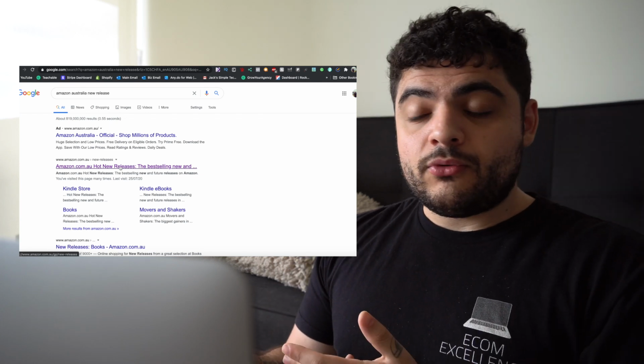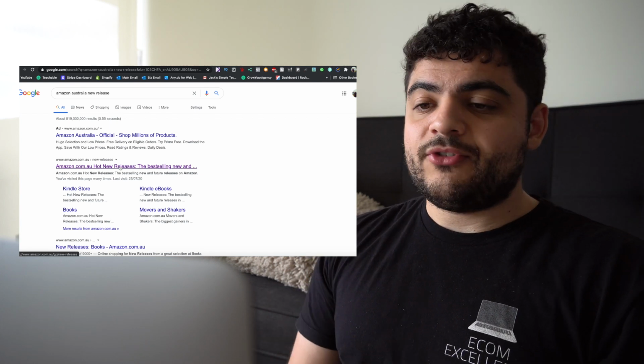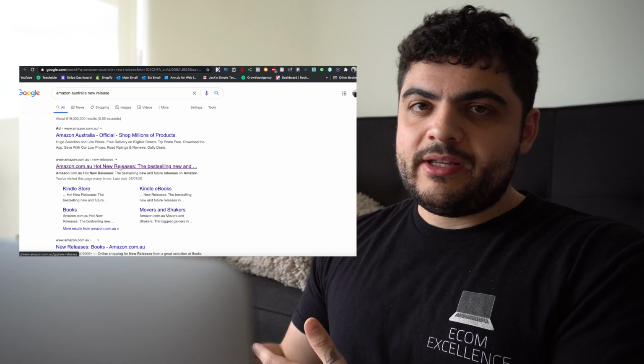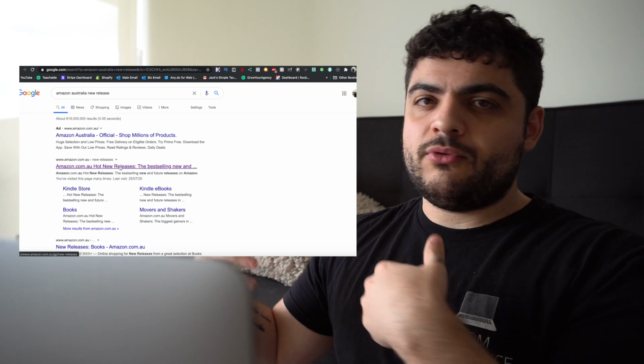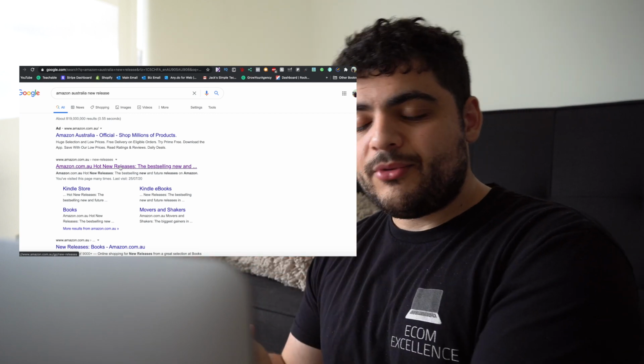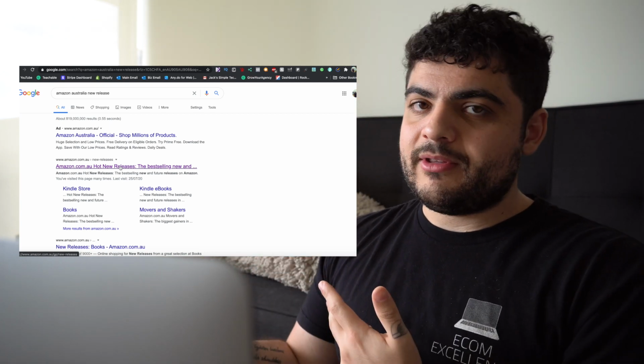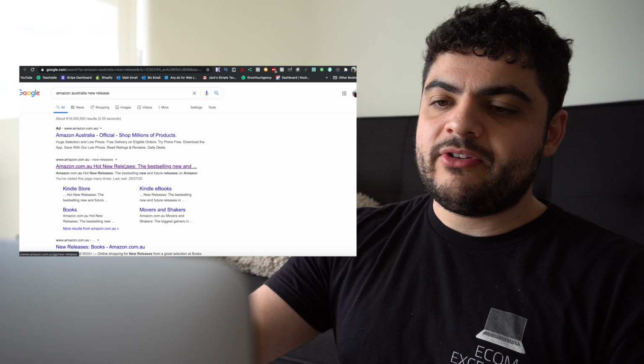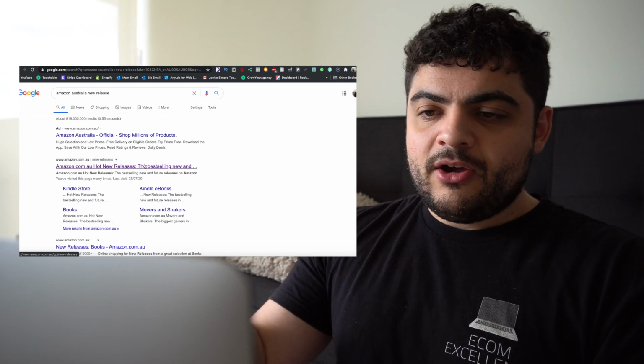Now you can do this for the .com for the US Amazon as well, but if you want it to be Australia specific, you can do this. Say if you wanted to do the Japanese Amazon, if you wanted to do the Indian Amazon, you can do the same thing with this, but in this instance we're going to use .com.au. So hot new releases.